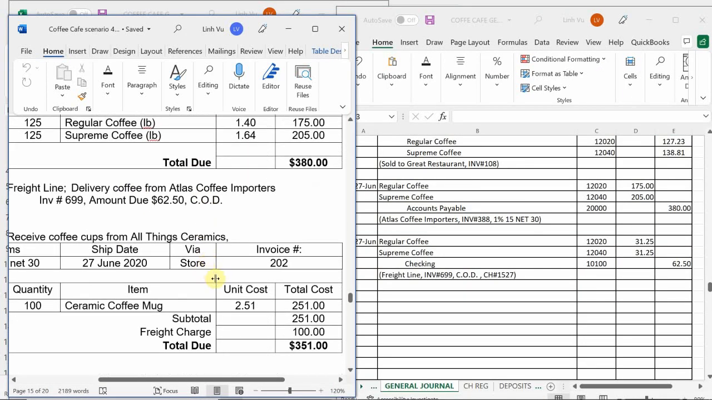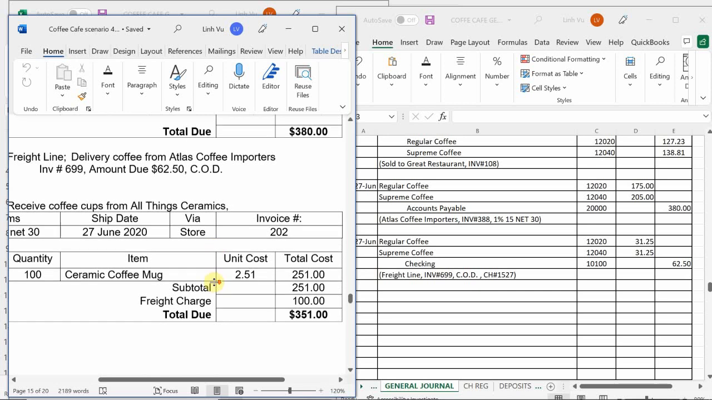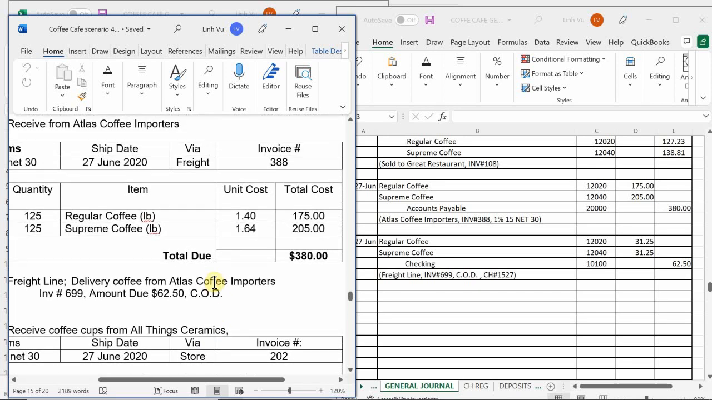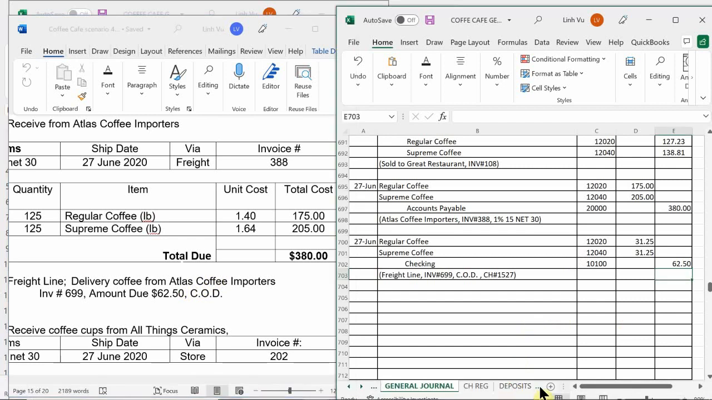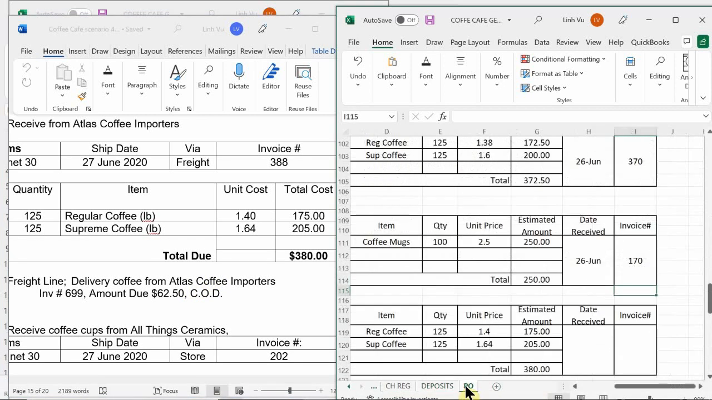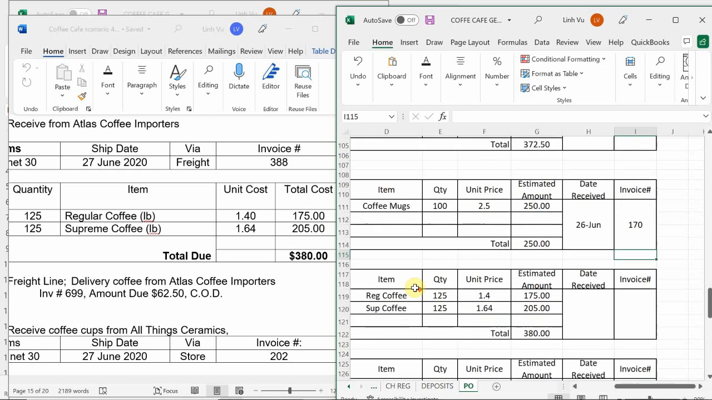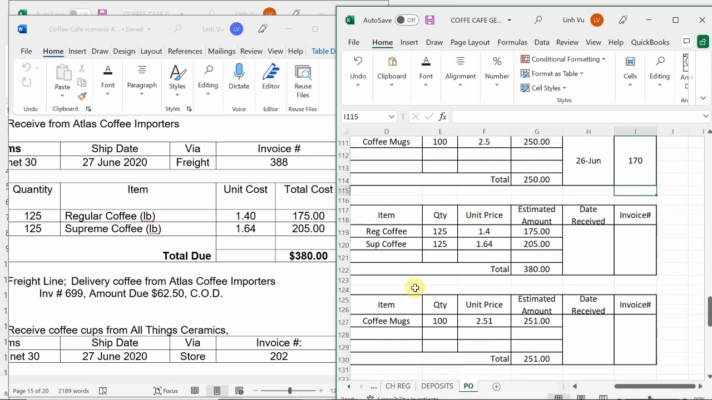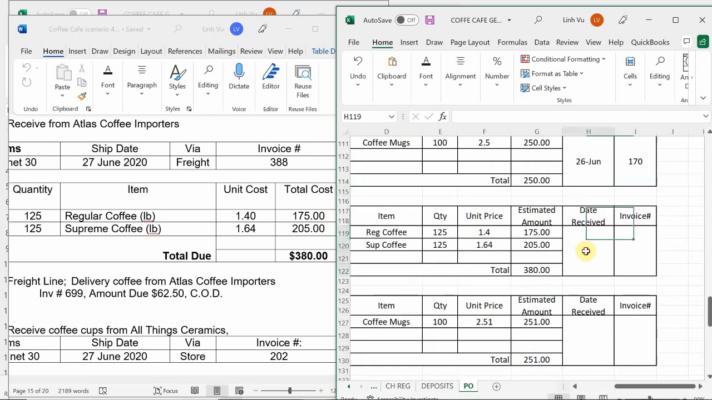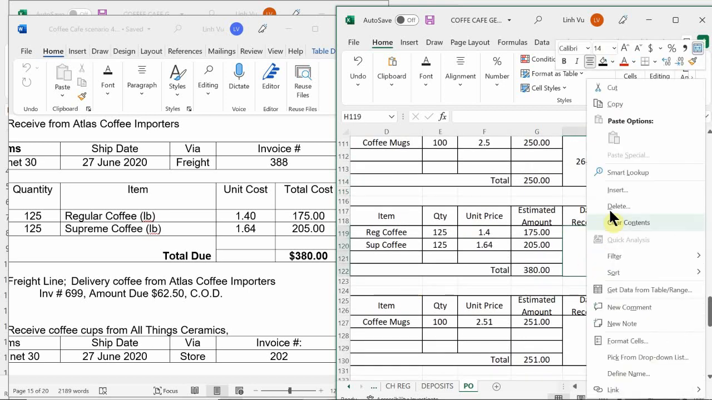So then it says here, we also have to update our purchase orders, because we end up receiving our inventory. So here you go, the coffee.